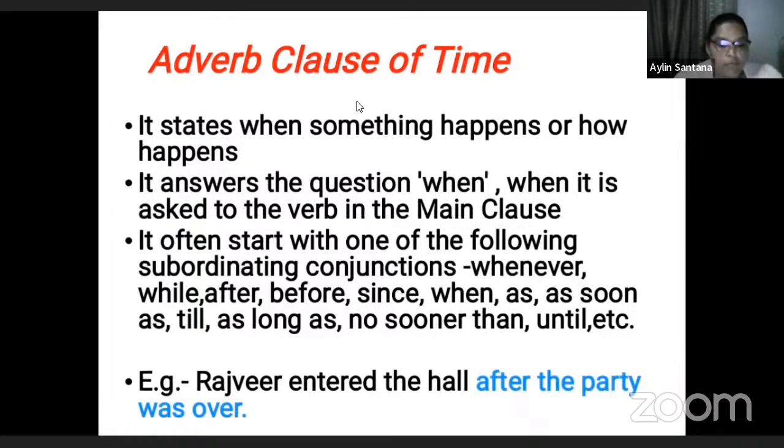So like this, adverb clauses of time often start with conjunctions whenever, while, after, before, since, when, as soon as, till, as long as, no sooner than, until, etc. With these subordinating conjunctions, the adverb clause of time starts.